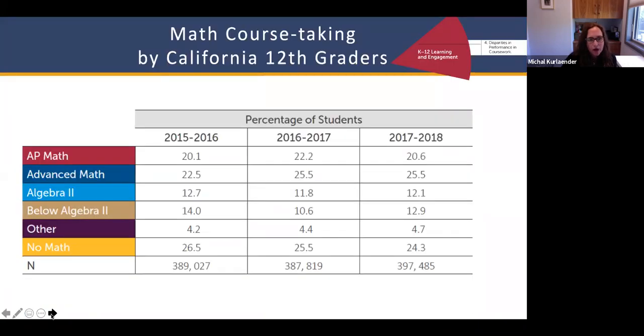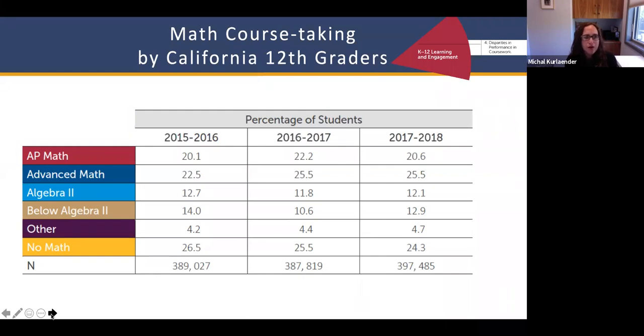So in this work, we have actually looked at course taking information collected through the California Department of Ed on CalPADS. That would include not transcript level, but every course level by student. Here we're just focused on 12th grade. And what we did was we broke out different types of math pathways.